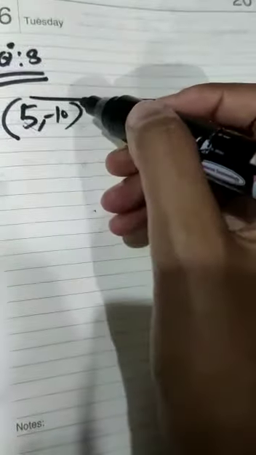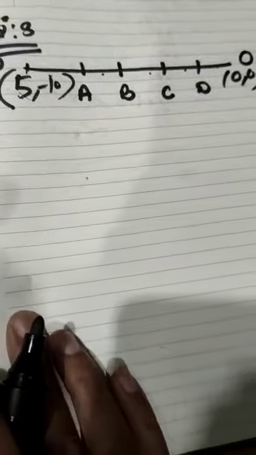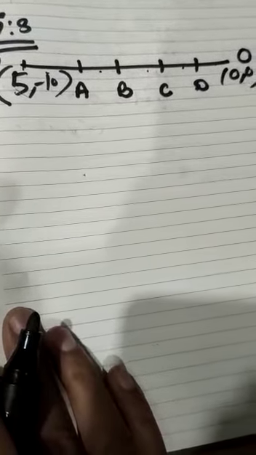Now A, B, C and D divide the line segment into 5 parts. So 1, 2, 3, 4 and 5. So A, B, C and D divide the line segment joining the points (5, -10) and (0, 0) in 5 parts. Take the first point as P and the other as O, the origin. Now A, B, C and D have divided the line segment into 5 equal parts. We have to find the coordinates of B and D.